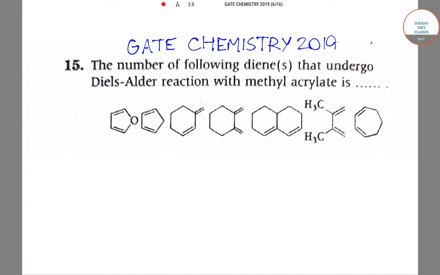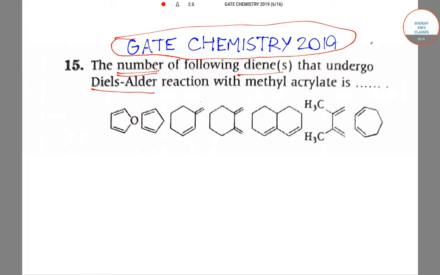Today we're going to solve a question of GATE Chemistry 2019. The question given to us asks us to find the number of dienes that will undergo Diels-Alder reaction. Now what is Diels-Alder reaction?